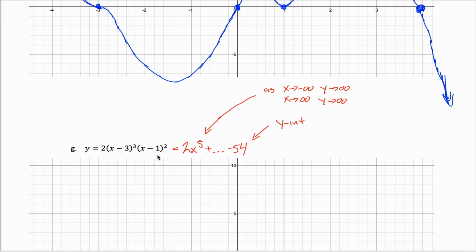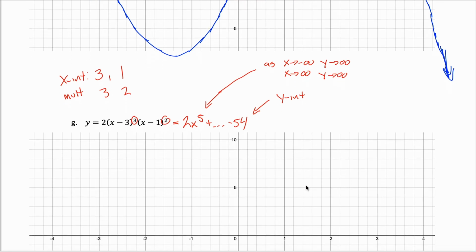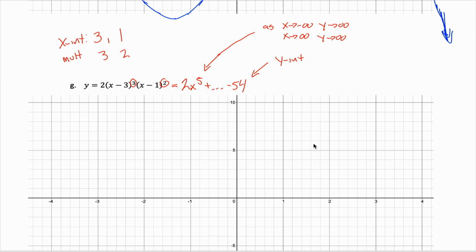The factors that have x's in them lead to an x-intercept. This factor of x minus 3 gives me an x-intercept of 3. This factor of x minus 1 gives me an x-intercept of 1. The multiplicities for those roots are 3 and 2 respectively for this 3 and this 2. That's all the information we need to extract. All that's left to do now is draw the graph.